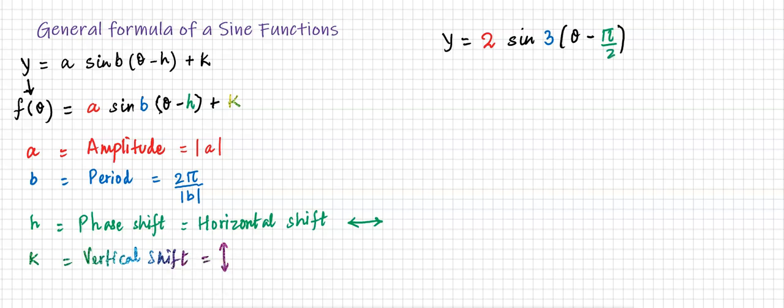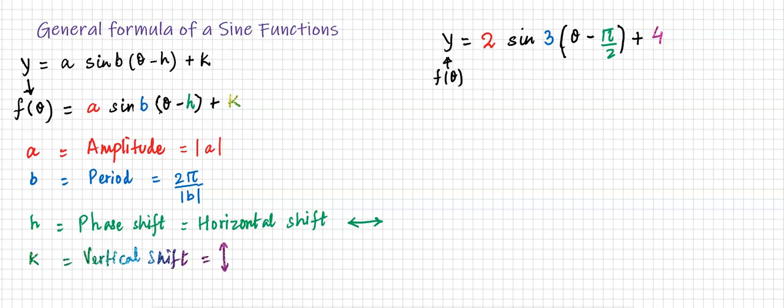So we'll close the bracket, plus k. Let's say k is 4. Now we should always keep in mind that this y is basically the function of theta. So now we'll quickly write all of them one by one.